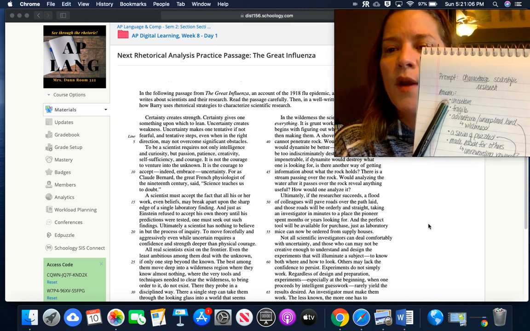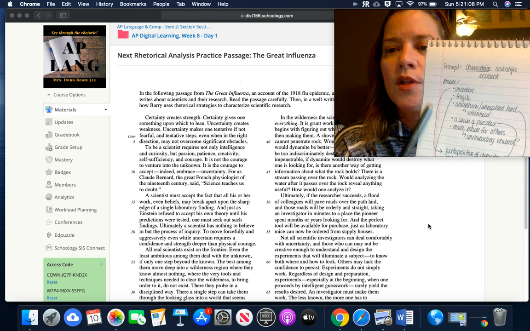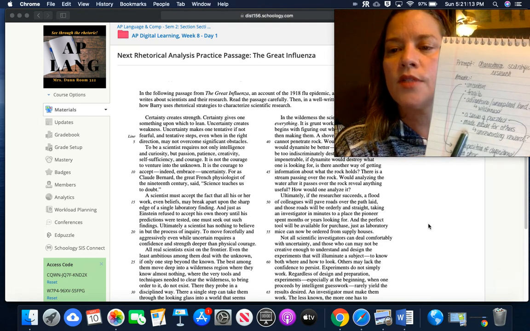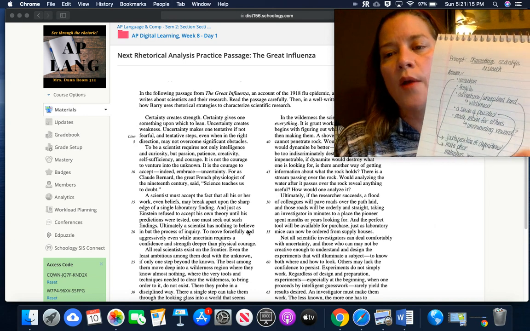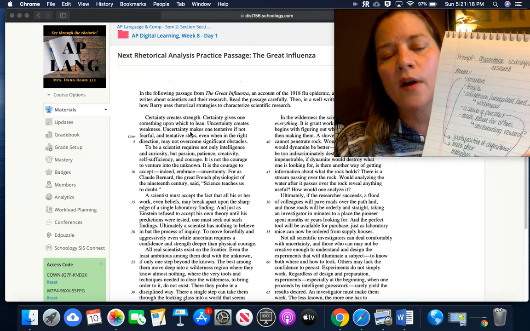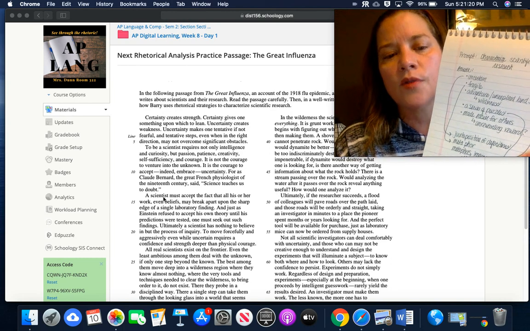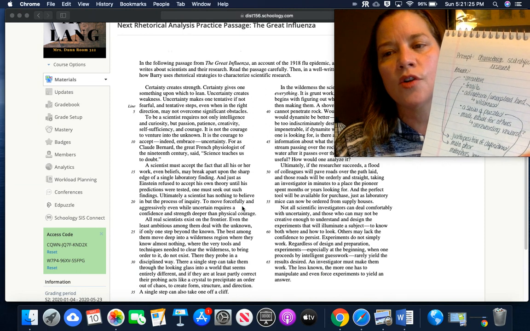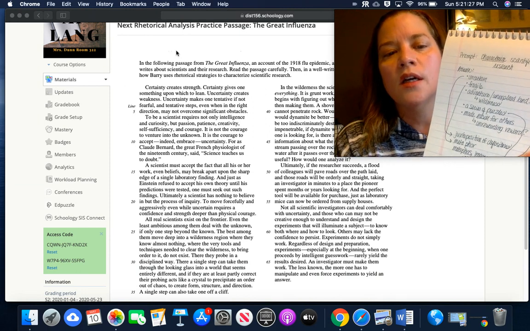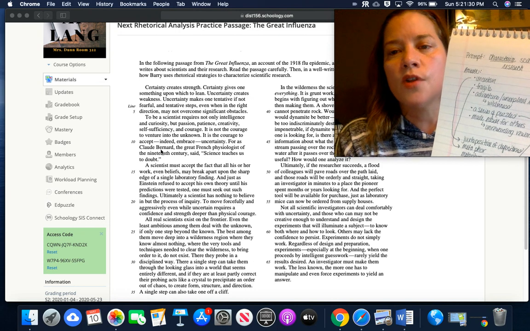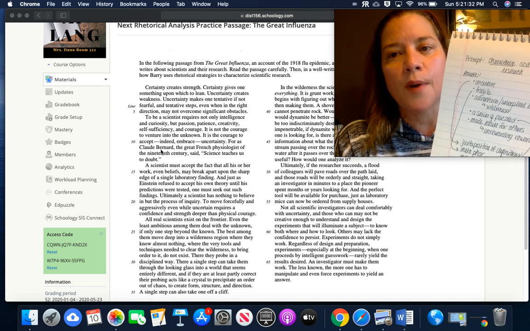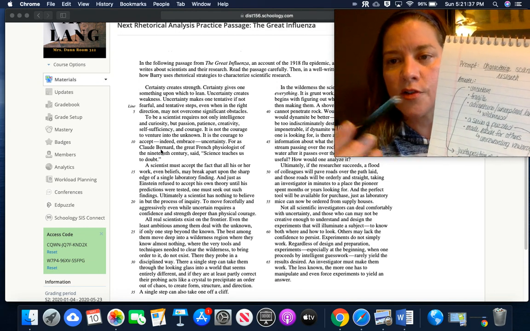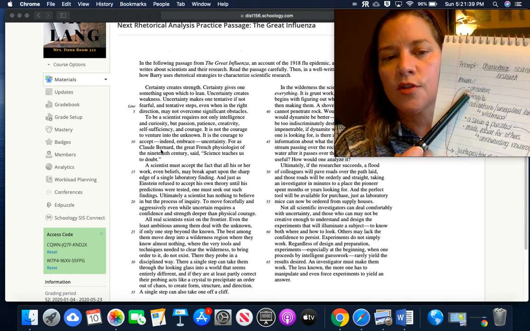Okay, so as I'm reading through it, on my first read-through, I'm going to list all the different things that I see as the characterization of scientific research. So I read the first paragraph, and the first paragraph tells me all of this right here: that scientists or scientific research is considered uncertain. So it's something that you cannot be certain about ever. Okay, so the first way that he characterizes scientific research is as something uncertain.